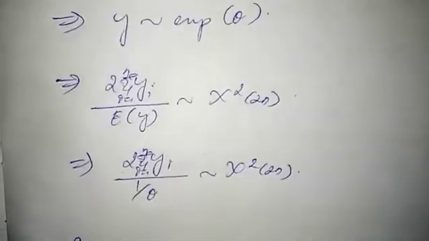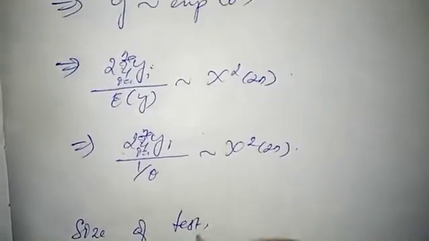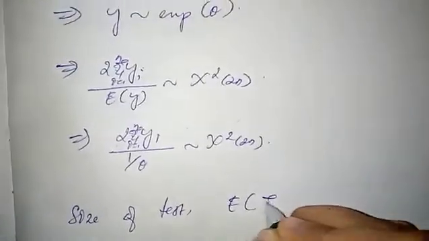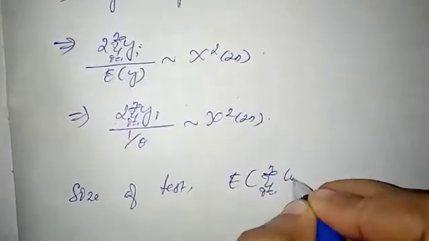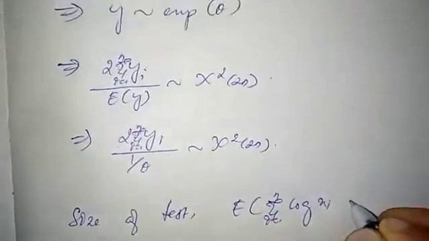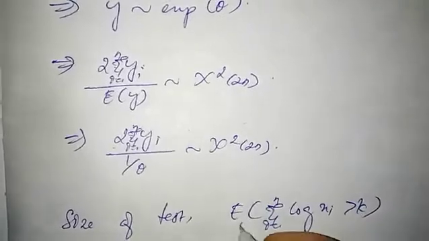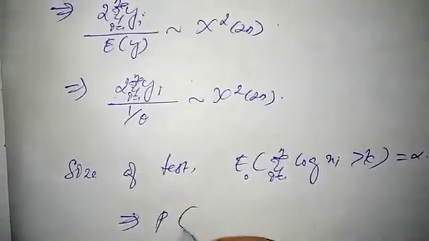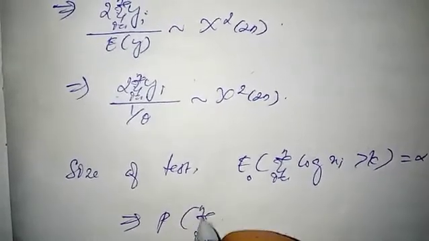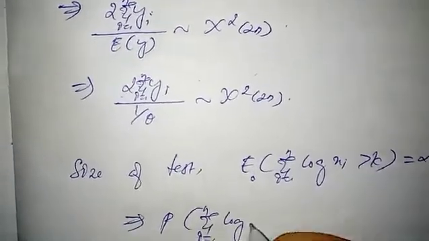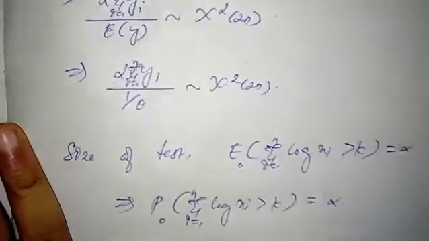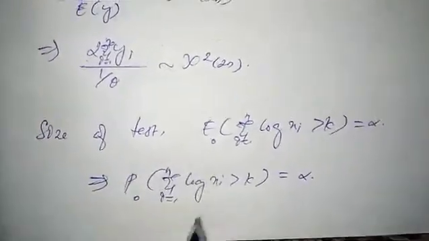For that, first we have to write the size of the test. Size of the test is equal to the expectation of phi, that is the probability of summation i 1 to n log xi greater than k under h naught, equal to alpha. Which implies the probability of summation i 1 to n log xi greater than k under h naught is equal to alpha, right?